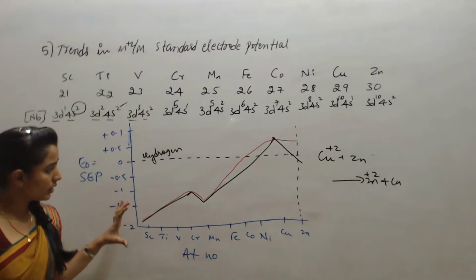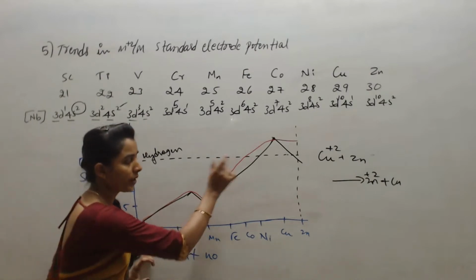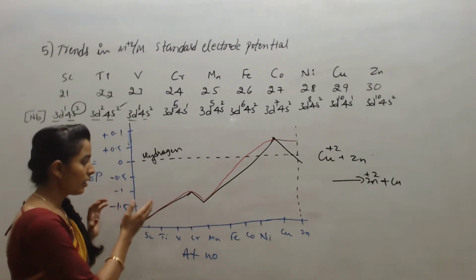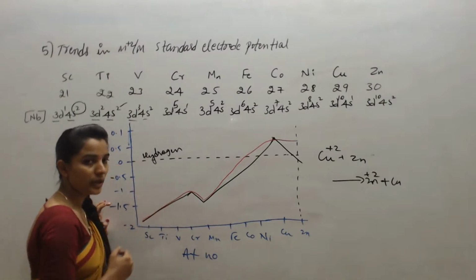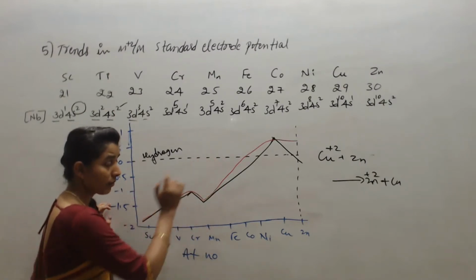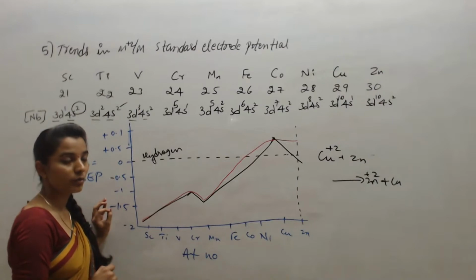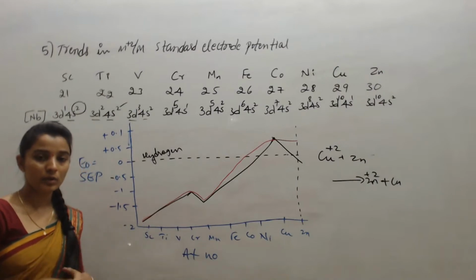In this they will ask only why copper has positive electrode potential, or why chromium has high electrode potential compared to manganese, or why copper has more positive electrode potential compared to any other metals. Okay.